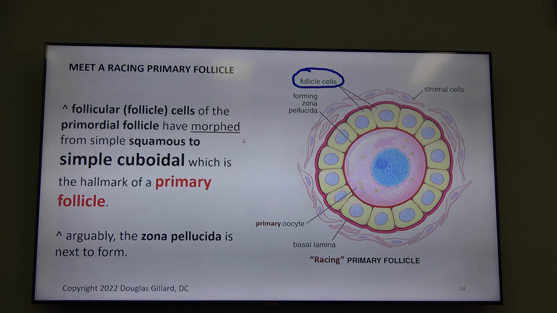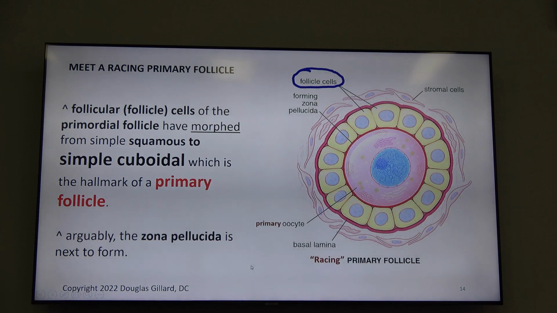Okay. Follicular cells have morphed into a cuboidal shape. So these are simple cuboidal. They used to be squamous, now they've morphed. And that's another way scientists can tell the difference between a primordial and primary follicle. If they look at the cells here, and they're square or cube-like, then it's a primary follicle. If they're flat, squamous is flat, right? If it's really flat, kind of skin cell-like, then it's still a primordial follicle.